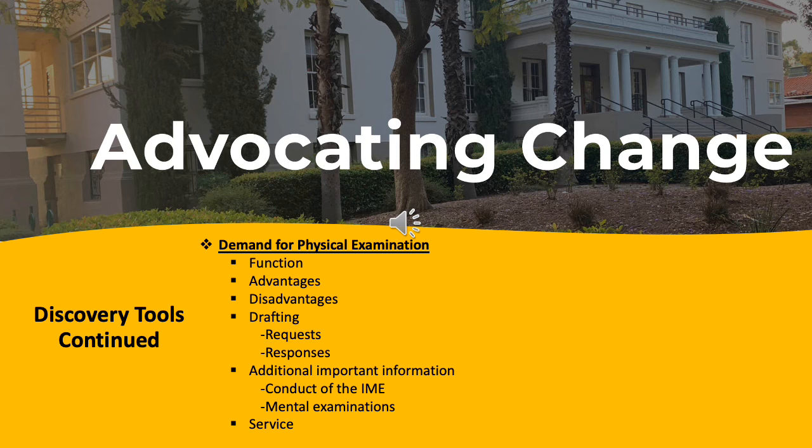Some disadvantages are that they can be extremely expensive, and the IME report, which is available to the plaintiff, might support the plaintiff's claim of injury. Drafting requests and responses. A request for a demand for an IME is made in writing and done on pleading paper. A defendant may serve the demand immediately after they are served with the summons and complaint. The demand must be served 30 days prior to the date of the examination.